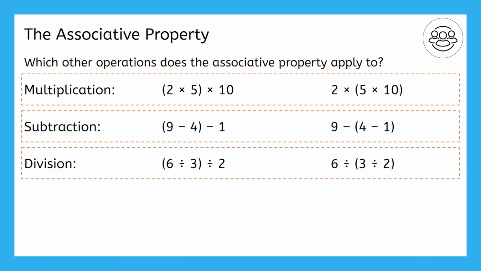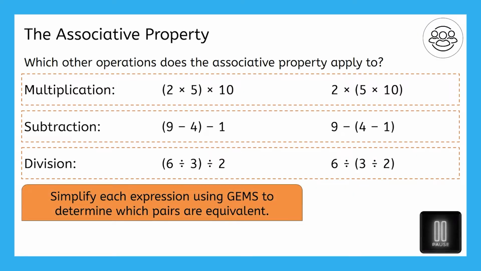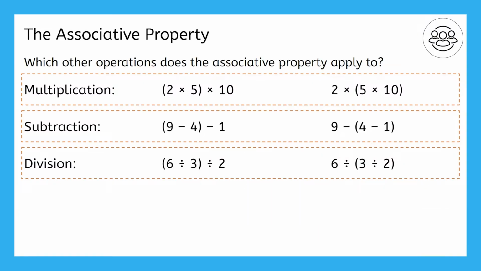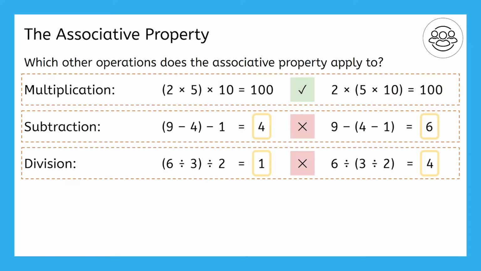Which other operations does the associative property apply to? Let's investigate. Pause while you simplify each expression here using gems to determine which pairs are equivalent. Just like the commutative property, the associative property also applies to multiplication, but not to subtraction or division, because when the grouping changed, the expression simplified to different values.